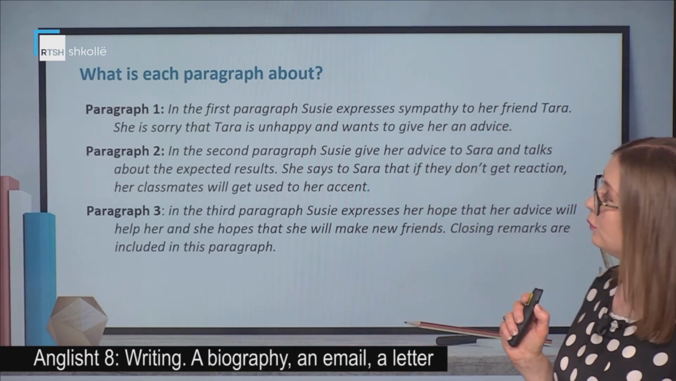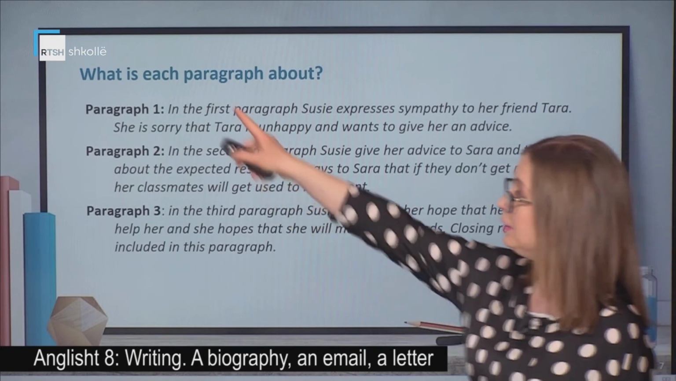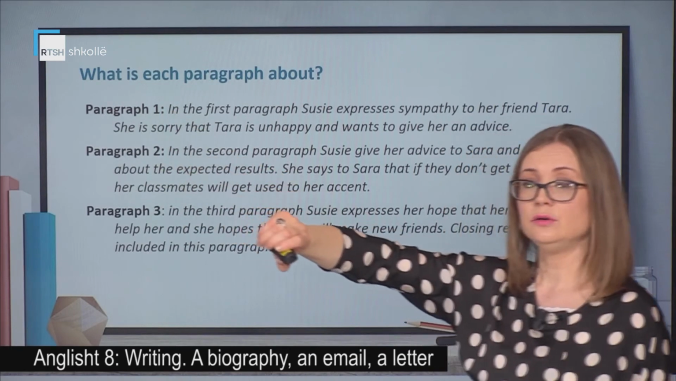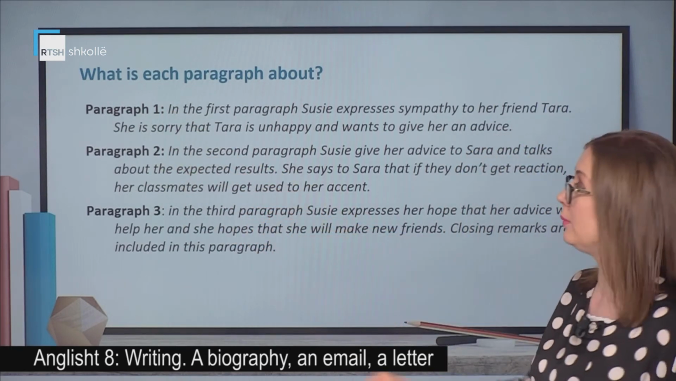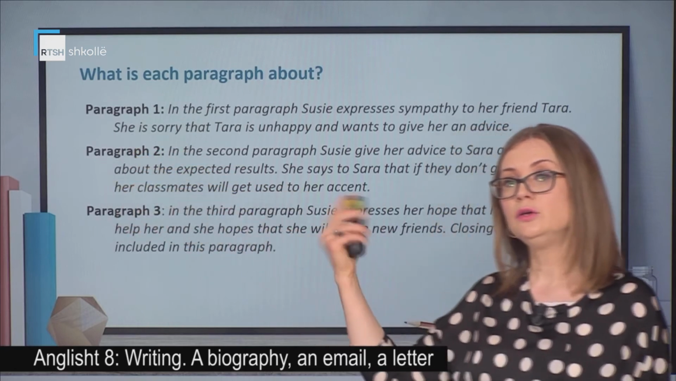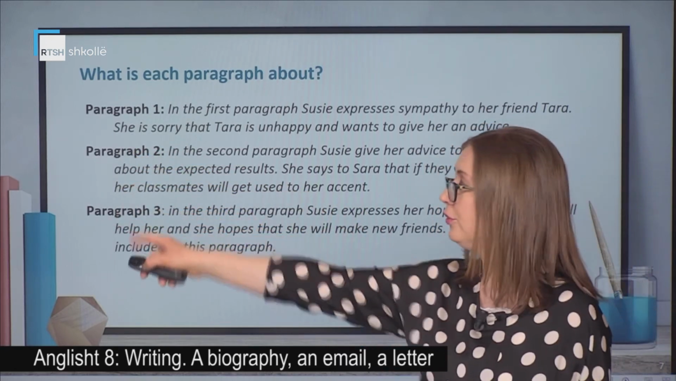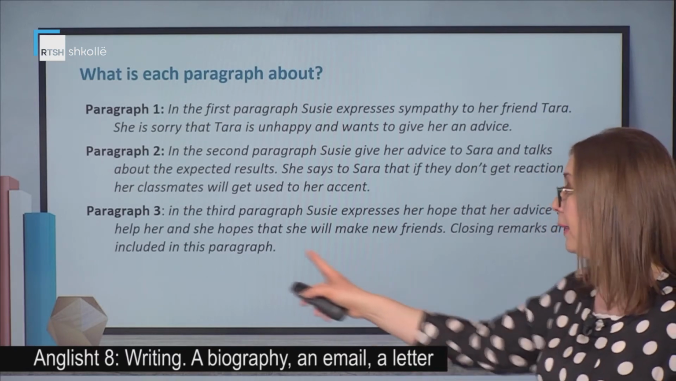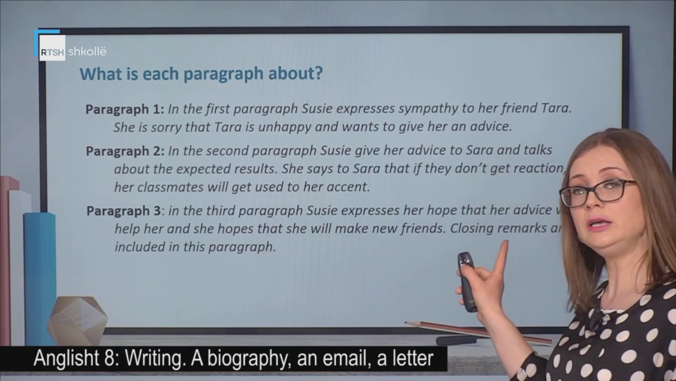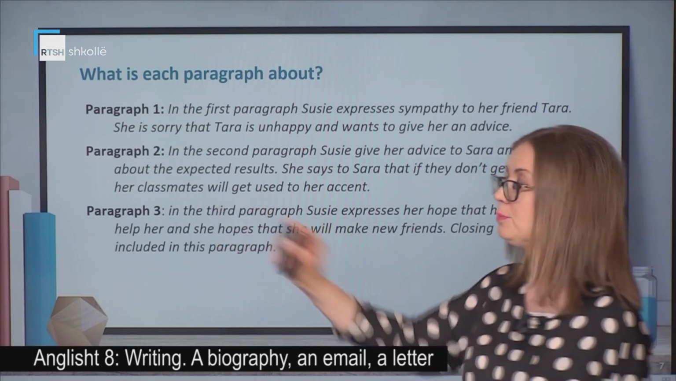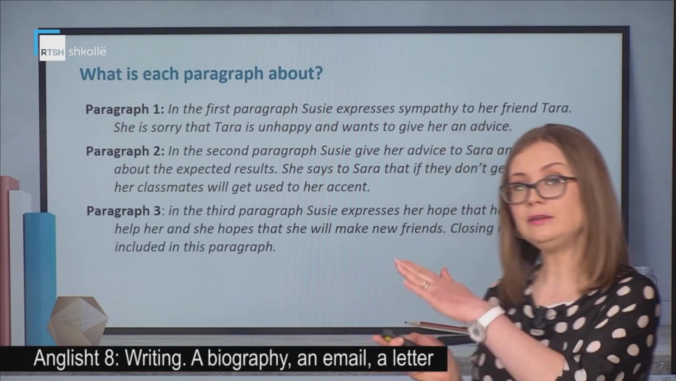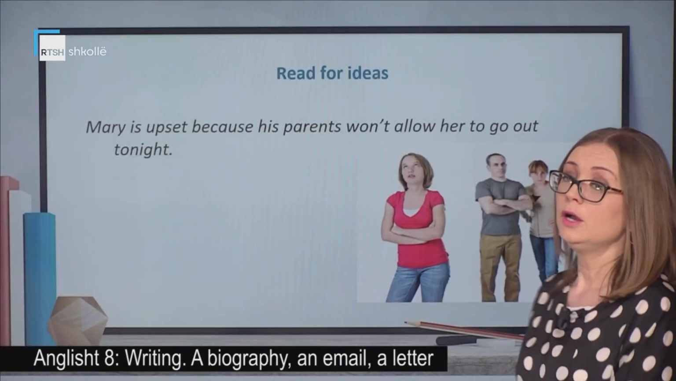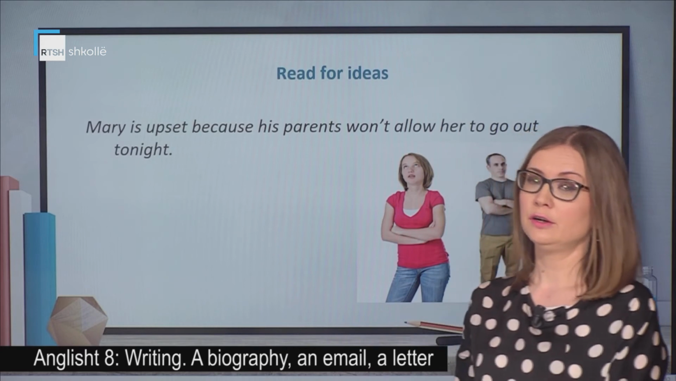So be careful with the structure of the email, keeping in mind that we should include 3 paragraphs. In the first one, you express sympathy, so discuss the problem. In the second one, you give advice, and in the third one, you express the hope that things will change for the better, keeping in mind that you should include the closing remarks in this part of the email.